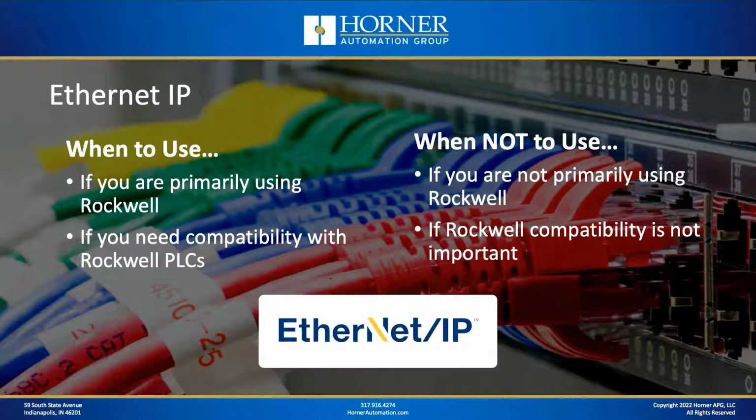Or maybe Rockwell isn't your primary controller. Maybe your primary controller is somebody else's controller, but for the machine or the system that you're building, you want it to be compatible with Rockwell because it might be installed in a Rockwell environment, even though it's based on a different PLC or maybe even on a Horner OCS all-in-one controller. Well, if you still want that equipment to have compatibility with Rockwell PLCs, then adding Ethernet IP to your machine or to your system could be a really wise choice. Now, when not to use Ethernet IP: if you're not primarily using Rockwell and if Rockwell compatibility really offers nothing to you, then there's no real reason to use it.